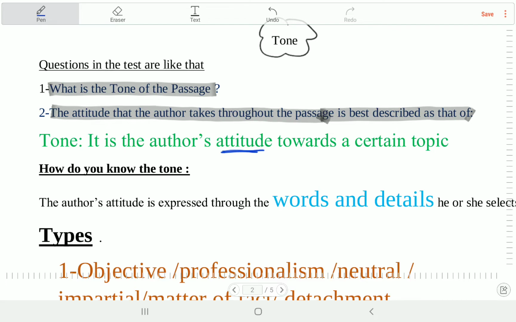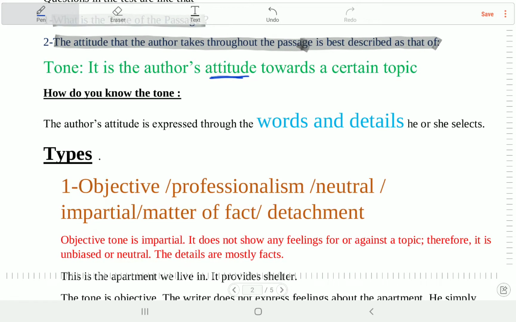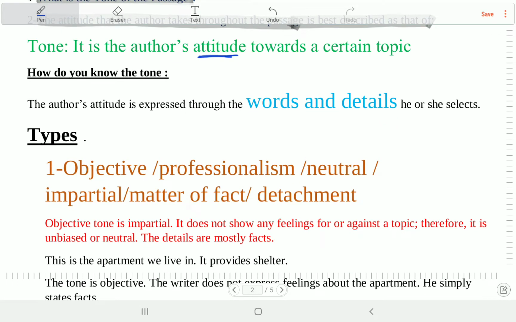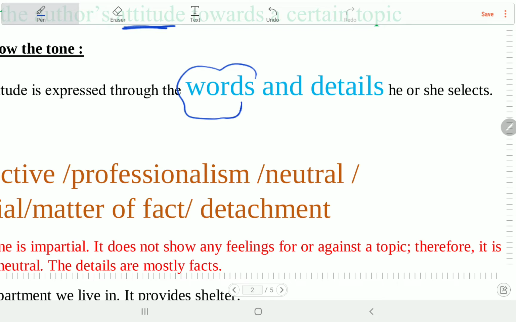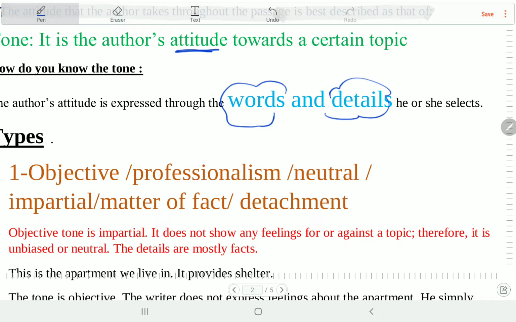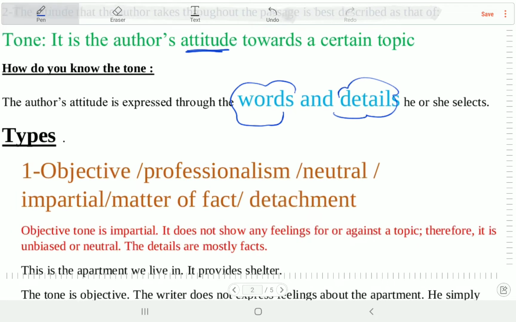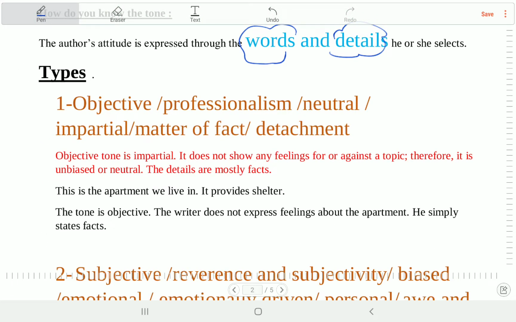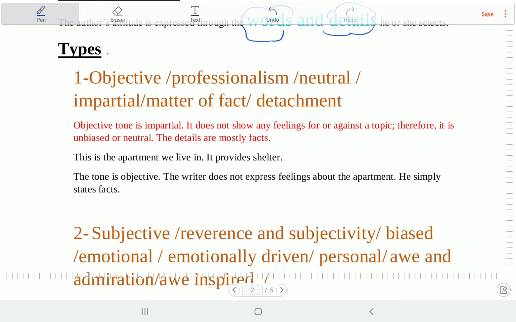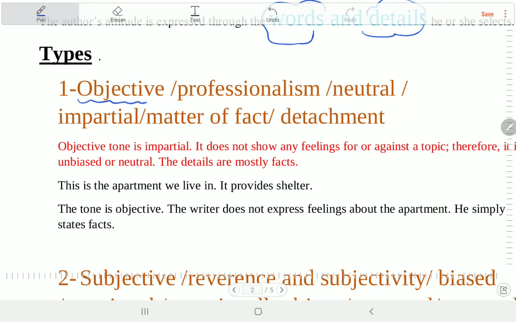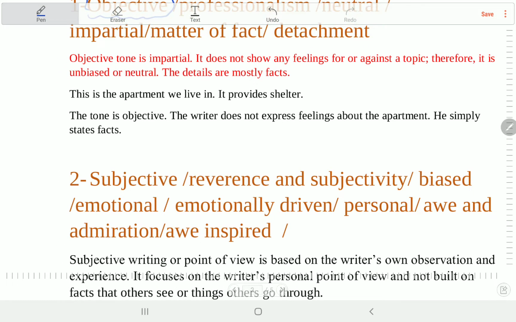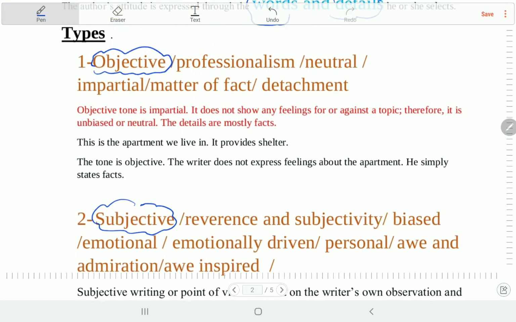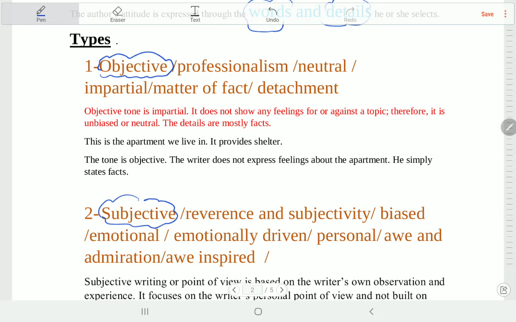Okay, so this is attitude, the attitude of the author. This is the tone. So how do you identify the tone? Well, it's not hard. The author's attitude is expressed through words and details he or she selects. A man is writing something. So there are words and details. Through these words and details, we can identify what the tone is. Types of tones. We have two main types. Remember that. 1. Objective tone. 2. Subjective tone. Again, two main types, objective and subjective.